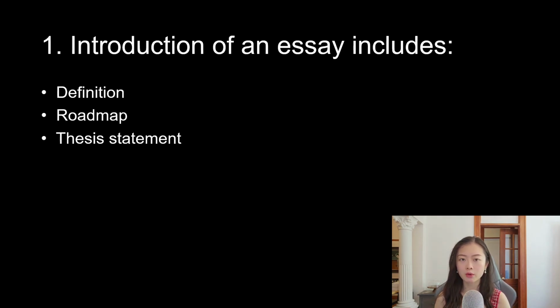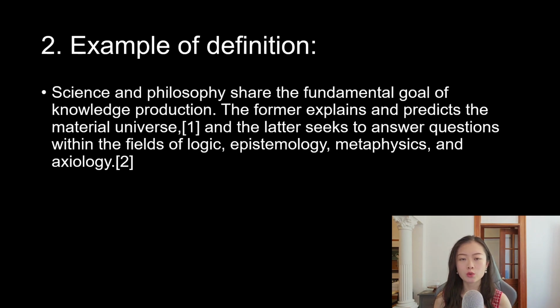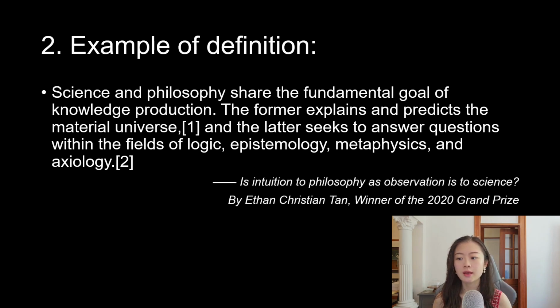The first example is selected from a 2020 Grand Prize winner essay, Is Intuition to Philosophy as Observation is to Science, written by Ethan Christian Tan. In this question, obviously there are four keywords: intuition, philosophy, observation, and science. And let's look at how Ethan defines them.